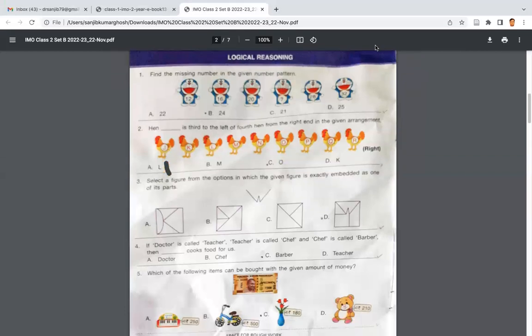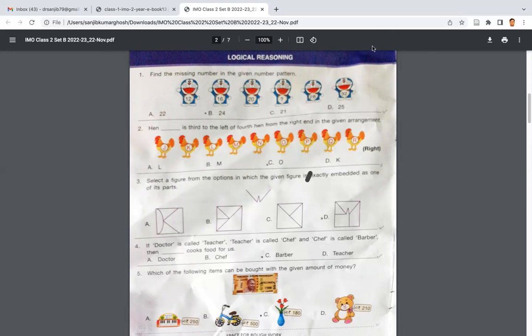The figure from the option is given. The given figure is exactly embedded, remember the given pattern, like of this pattern. B. Very good. Excellent, Beta. Okay, Shuanshu.